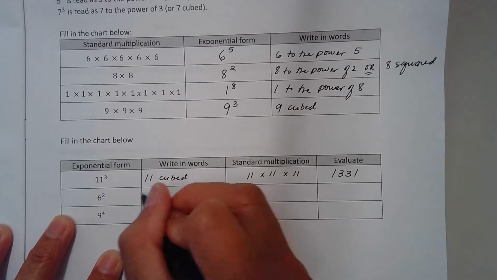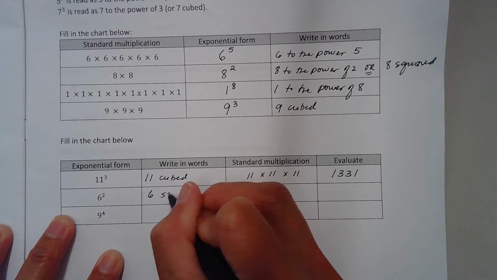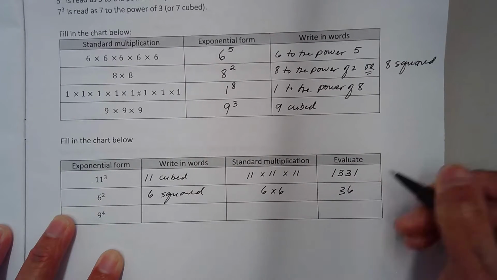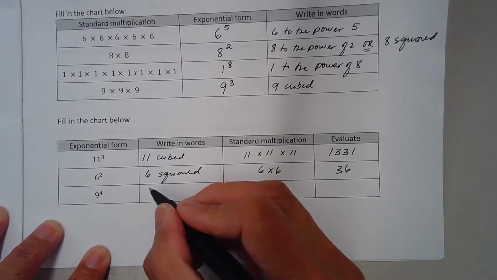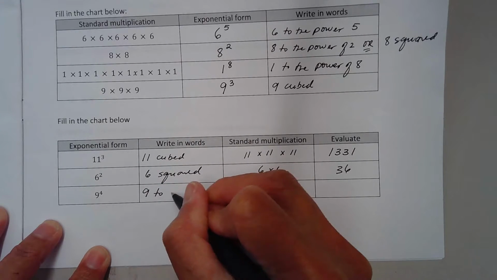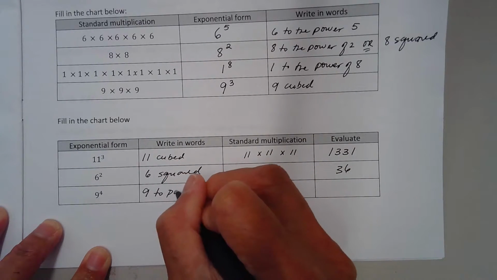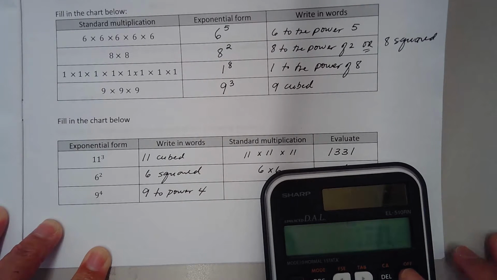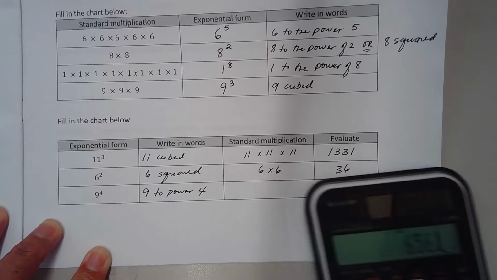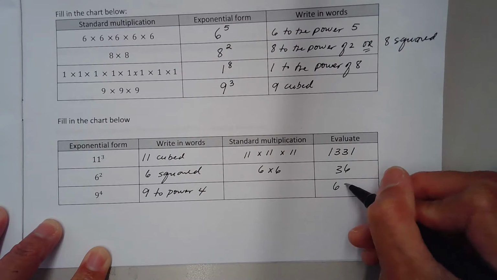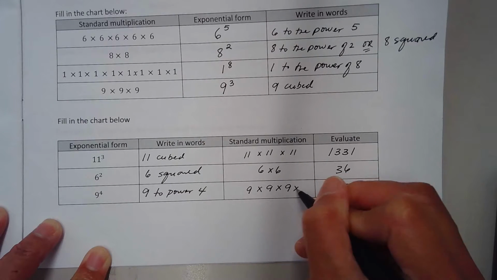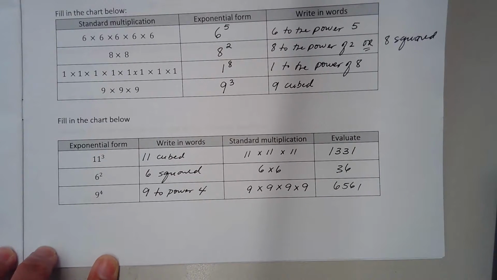6 squared would be 6 times 6. That's easy, 36. And then 9 to the power 4, or exponent 4, right? And that's a huge number. You got 6,561. That's 9 times 9 times 9 times 9. Okay.